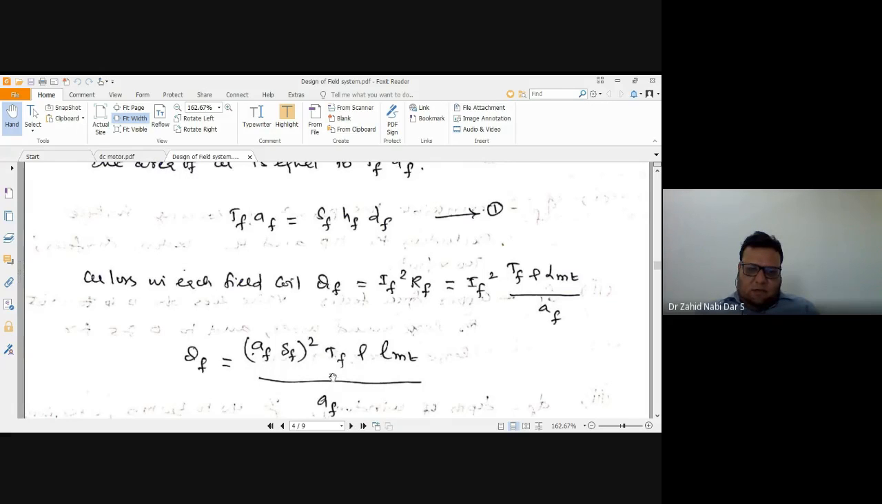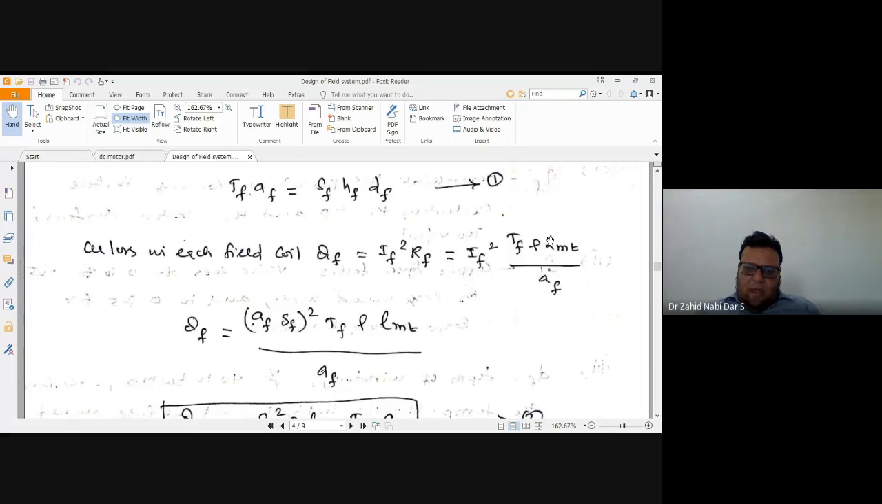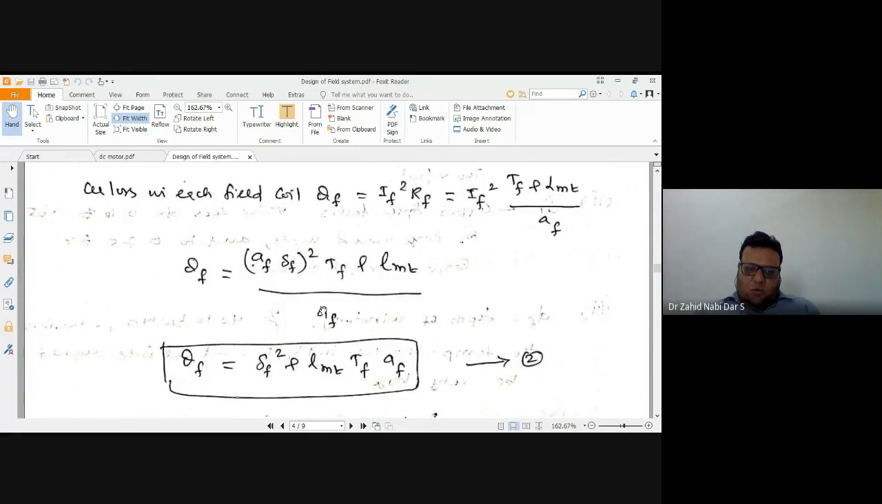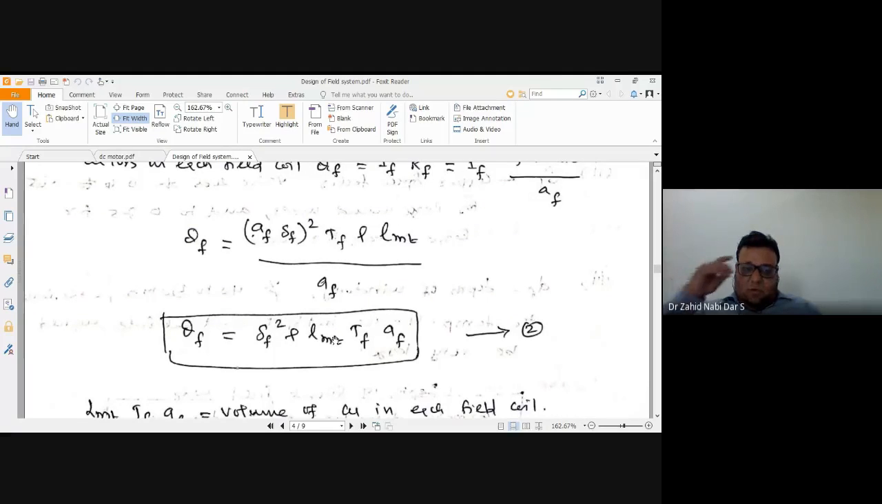So here, instead of writing IF, he has written del F into AF, and this del F into AF he has squared. Now you have this value from here, TF L, and AF is there. One AF square and one AF square will get cancelled, so you will remain with del F square. Rho will come, LMT will come, TF will come, and one AF will come. So this is the copper loss you are encountering.